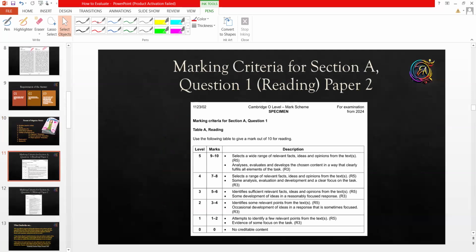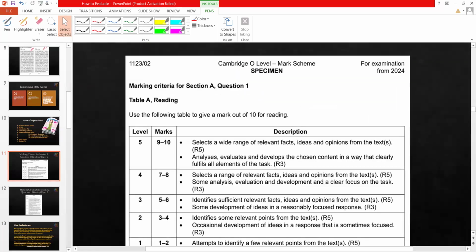Okay. Now, the marking criteria, which I have told you earlier, that was mentioned in the question, that 10 marks are for the content. Okay. Now, what do you mean by the content? You have to select a wide range of relevant facts, ideas, and opinions from the given text. Okay. The two texts which are given to you in the question.